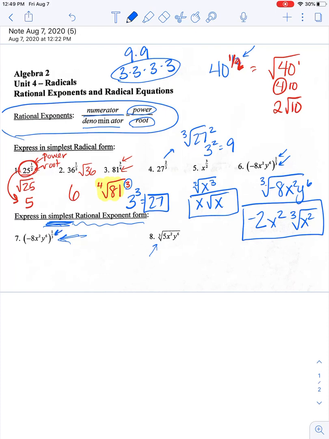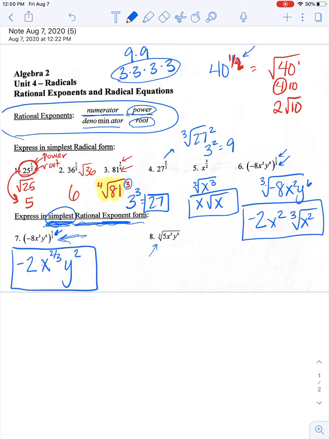So again, I know that this means cubed root. So the cubed root of negative 8 is a negative 2. So he comes out with no power. And then this is going to be, instead of writing the cubed root of x squared, I'm going to write x to the 2/3. Again, power over root. And then y is going to be power over root, so 6 over 3. But remember, it said simplest. And 6 over 3 reduces to 2.